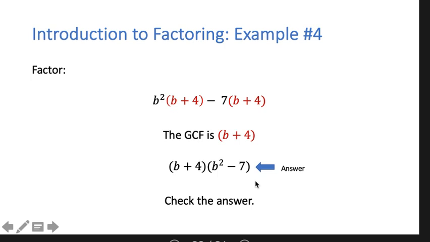And I encourage you to use the distributive property or FOIL, F-O-I-L, remember first, outer, inner, last, to check what that answer would actually be. And you'll see that we're going to get back to where we started.